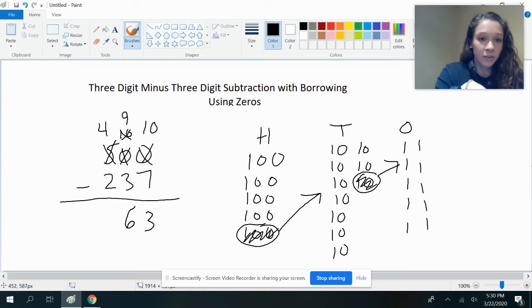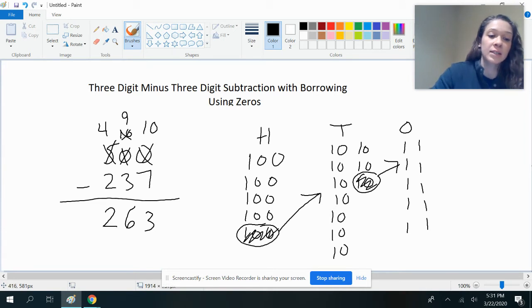Now I can move to the hundreds place. So 4 minus 2, 4, take away 2 is 2. So I'm going to go ahead and write a 2, and my answer is 263.